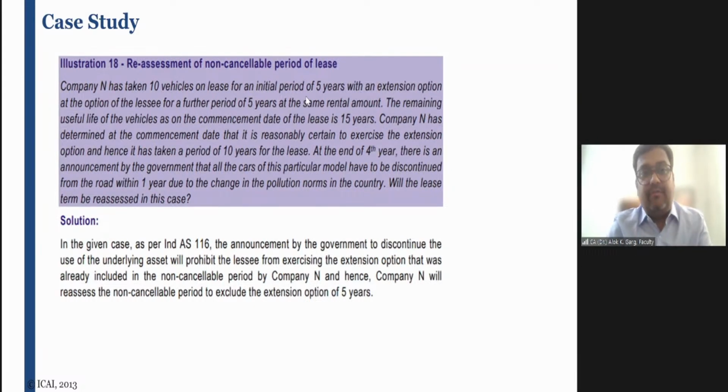Another illustration will make it clear. Reassessment of a non-cancelable period of a lease. Company N has taken 10 vehicles on a lease for an initial period of 5 years, right? Initial period is 5 years. And there is a renewal option of the lessee for a further period of 5 years at the same rental amount. And the renewal option is also there for 5 years.